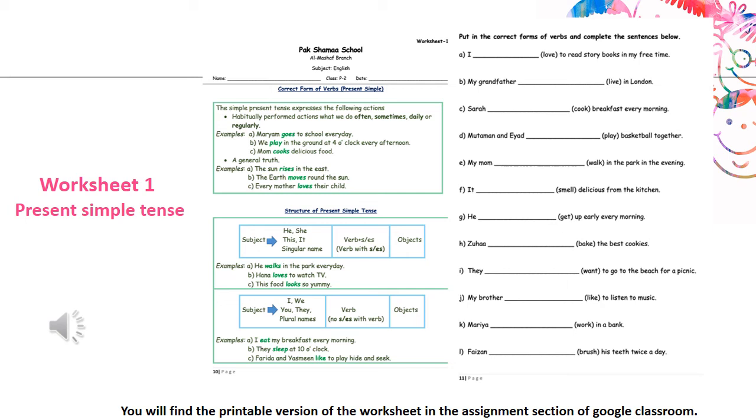Okay, students? Now you have to look at the sentences given here and you will find some verbs are given in the bracket. Check the subject and then put s, es or leave the verb alone. Okay? Try to do it by yourself.